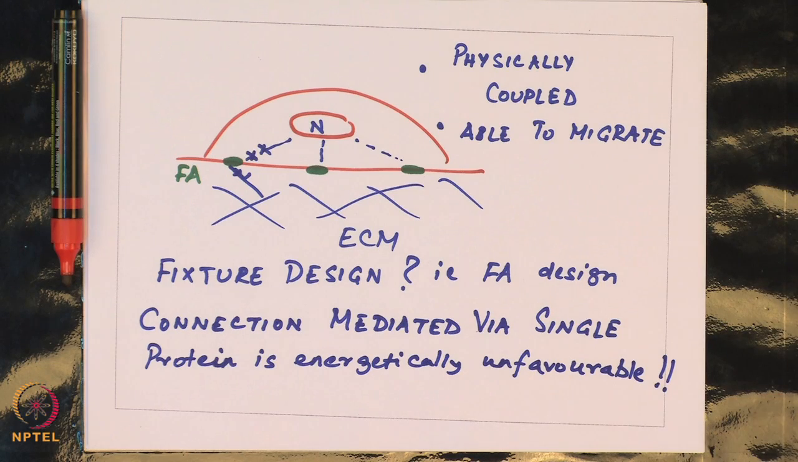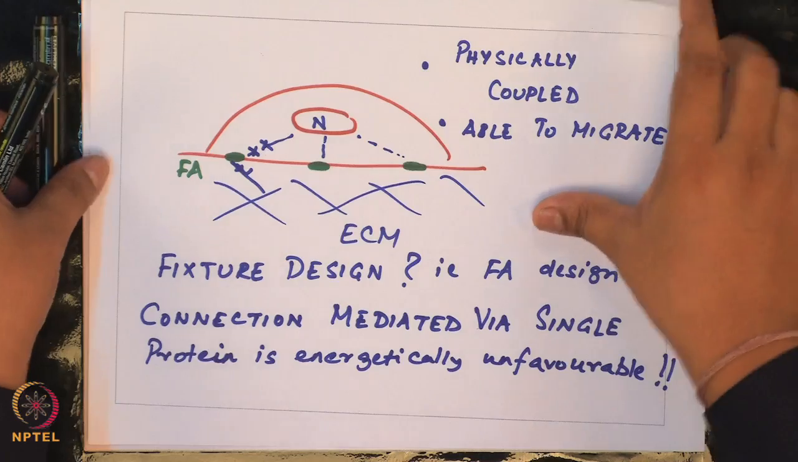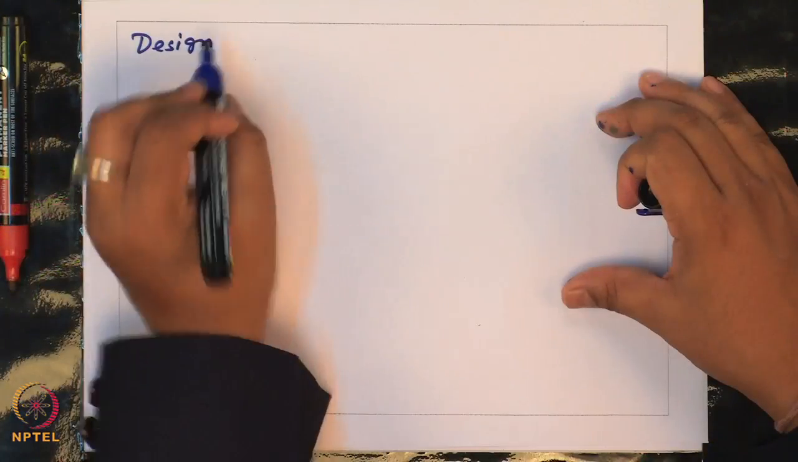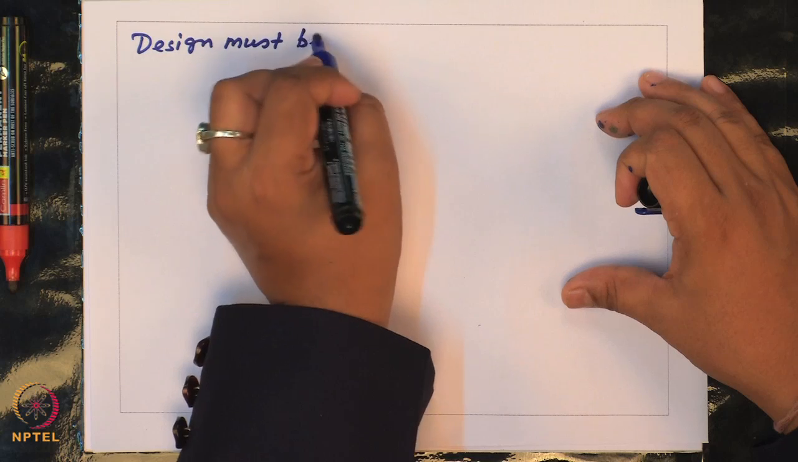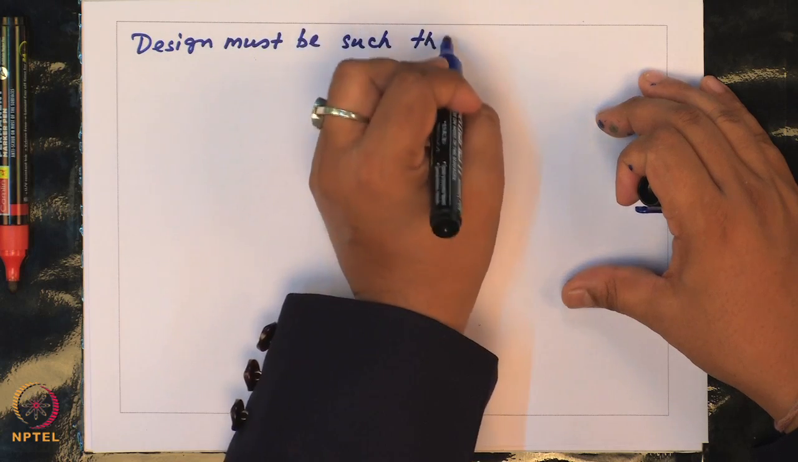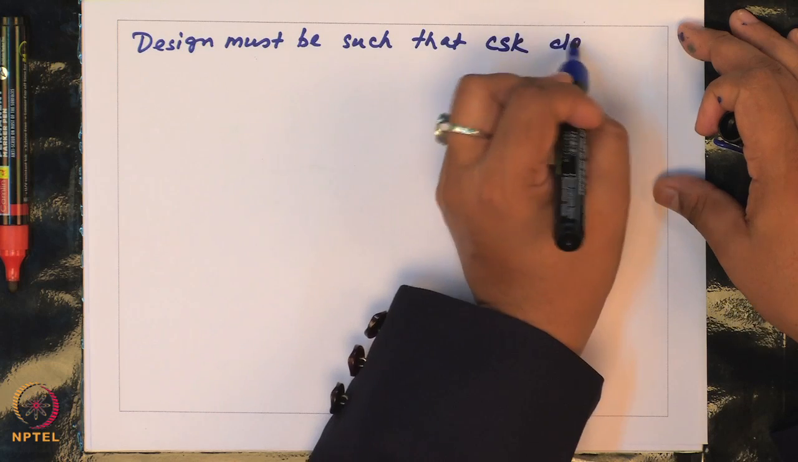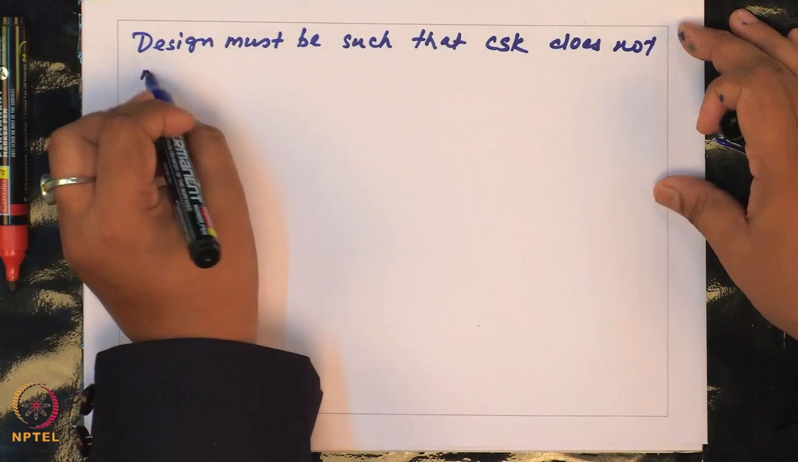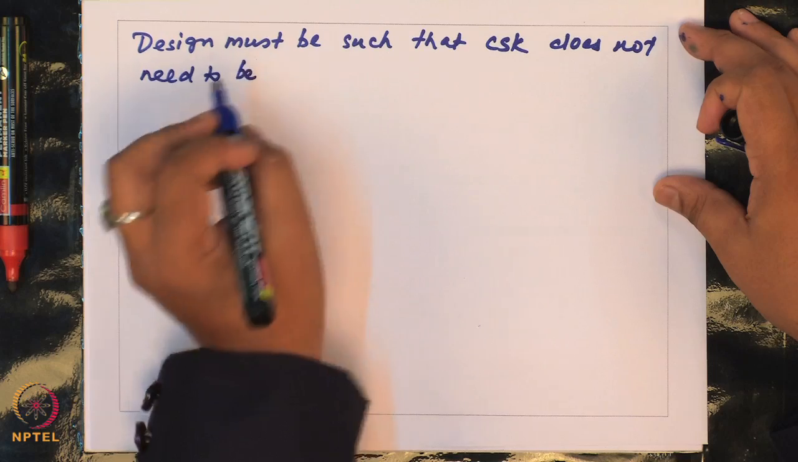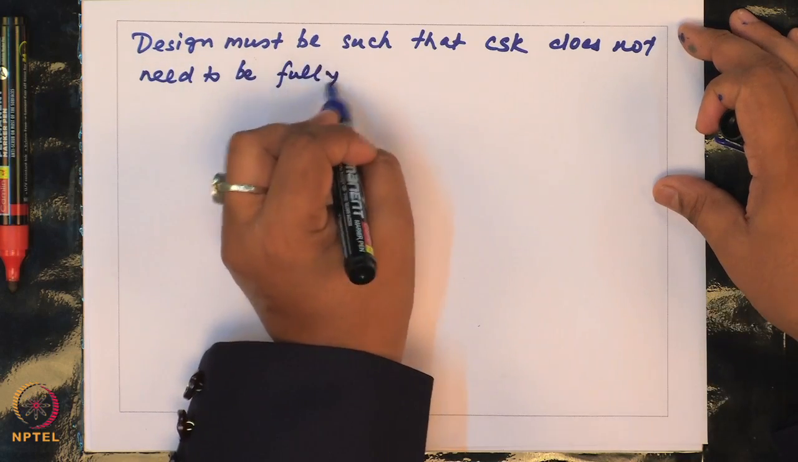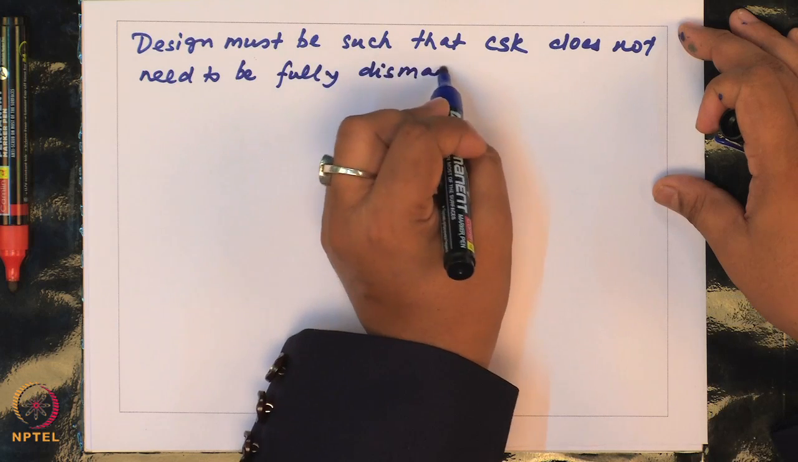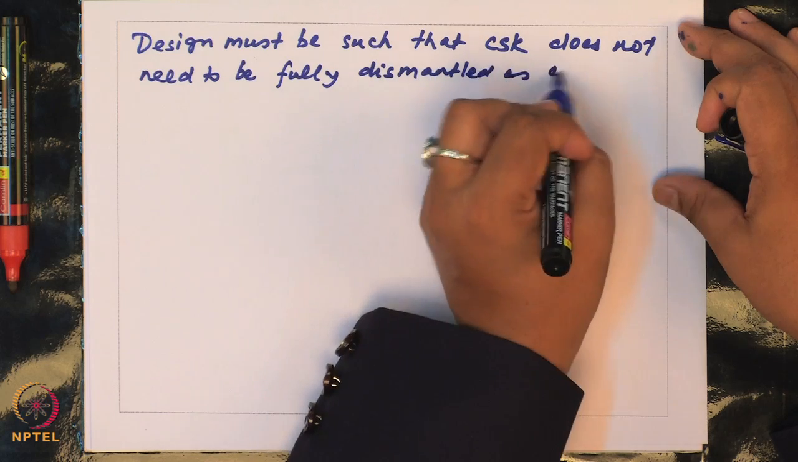Okay. So, there must be some other way. The way that focal adhesions must be designed must be such that the design must be such that the cytoskeletal does not need to be fully dismantled as cells move.